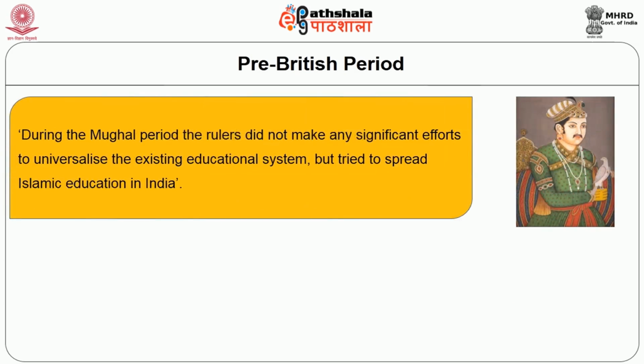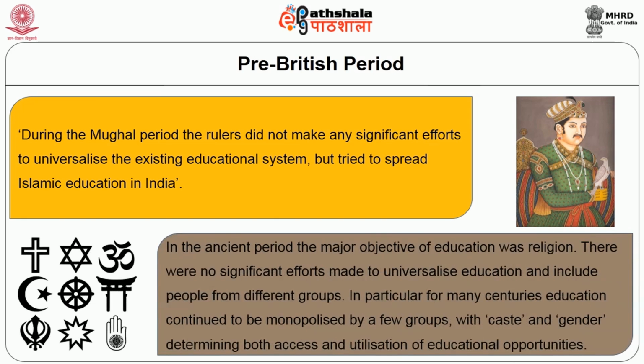During the Mughal period, the rulers did not make any significant efforts to universalize the existing educational system, but tried to spread Islamic education in India. In the ancient period, the major objective of religion was very important. There were no significant efforts made to universalize education and include people from different groups. In particular, for many centuries, education continued to be monopolized by a few groups, with caste and gender determining both access and utilization of educational opportunities.